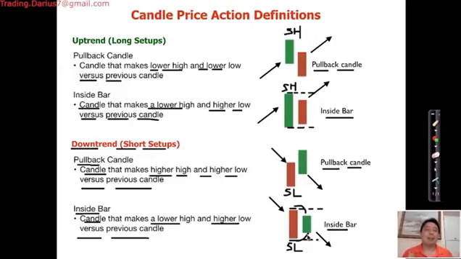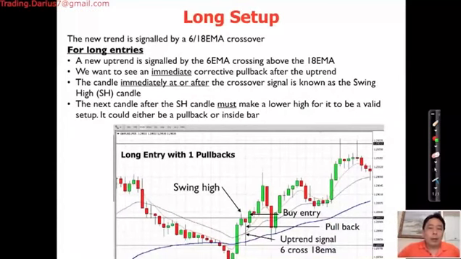All right, so do we understand that? Please ensure that you understand this specific candlestick definition before we move on to the next slide. All right, so onward and upward. Now you understand the candlestick patterns that we are looking for. Let's go to the exact setup that we need to identify.